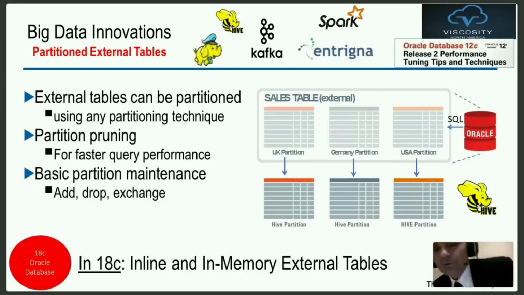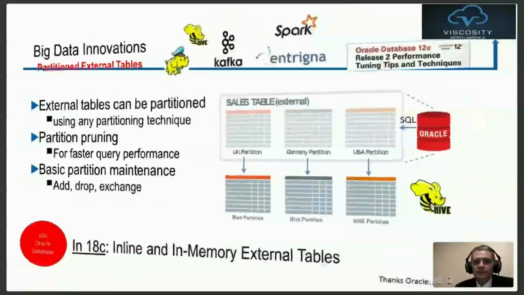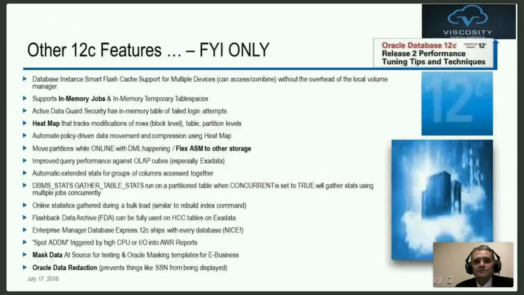And if you think of your alert file, wouldn't it be great to take your alert file and just have an external table go to it? So you could just do queries against it. Available now. Other things: memory jobs, heat map, all kinds of other features here. A lot of masking and data redaction for security purposes.